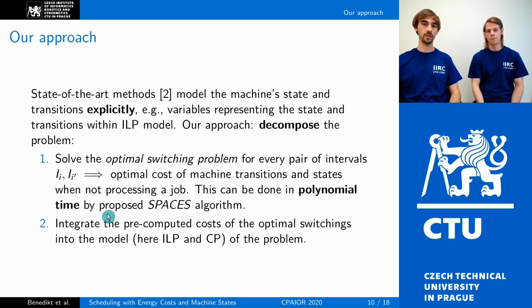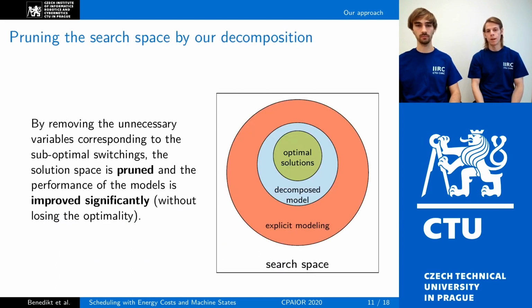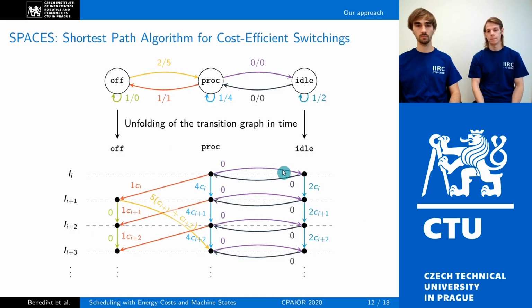spaces. The second phase is integration of the pre-computed costs of the optimal switchings into specialized ILP and CP models, which are solved by off-the-shelf solvers. The efficiency of our approach lies in the pruning of the solution space. By pre-computing the optimal switchings and their direct integration into the models, we eliminate the suboptimal switchings which are part of the solution space explored by the explicit models. The important property of the decomposition is preservation of the optimality with respect to the original scheduling problem.